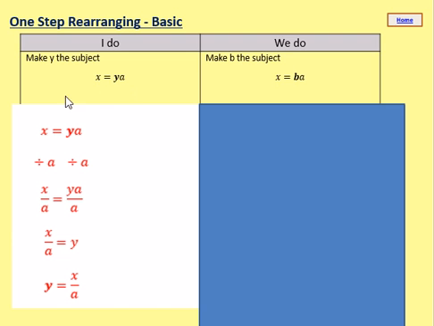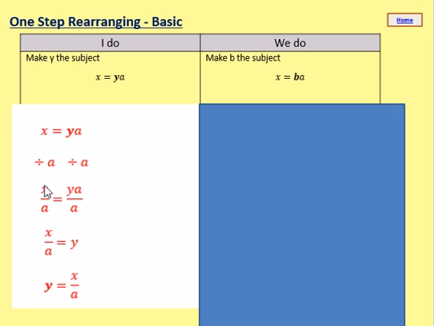Okay, so slightly different now. Make y the subject. And you'll see it says x equals y times a. Remember, this is y times a. So we want y on its own. So we want to get rid of this times a. So we're going to do the opposite. Y times a, let's divide by a. But we've got to do that to both sides to keep the equal sign balanced. Do the same thing to both sides of the equals.